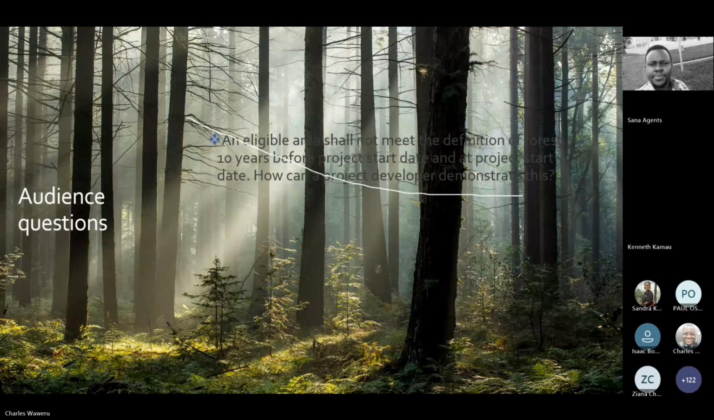So, an eligible project shall not meet the definition of forest, that is, no deforestation in 10 years before the project start date. How can a project developer demonstrate this?